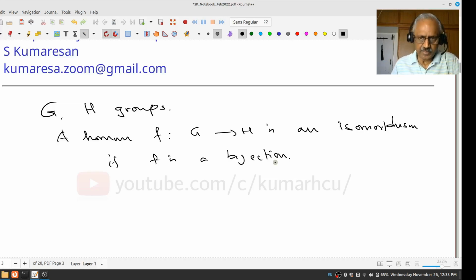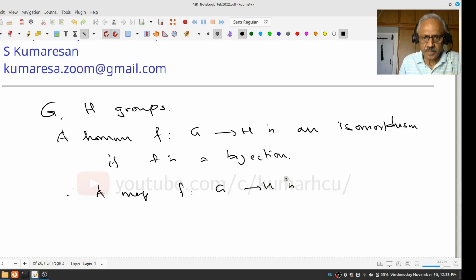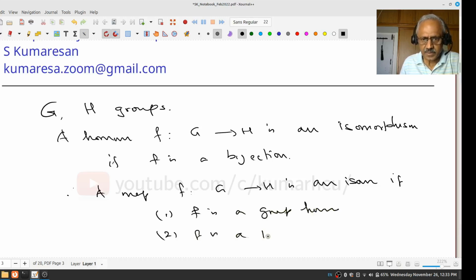So, when I want to say F is an isomorphism, two things I have to ensure: that it is a bijection and it is a group homomorphism. Therefore, a map F from G to H is an isomorphism if it satisfies two conditions. One, F is a group homomorphism, and two, F is a bijection. That is, it's onto and one-to-one.